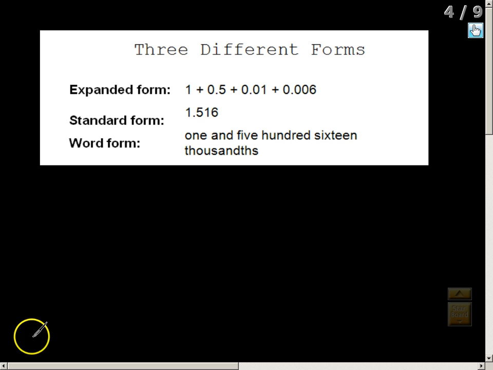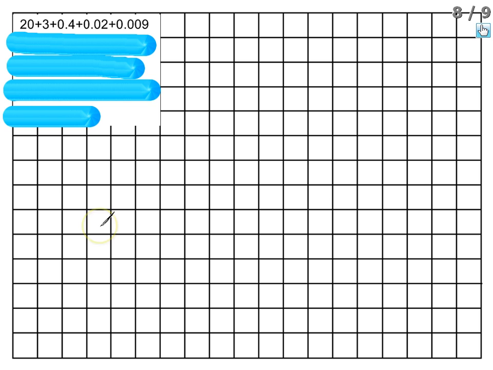So reviewing the three different forms that you can see these decimals: expanded form, you can see right up there, standard form, and word form. If you're still not familiar with these, you may want to write this down in your notes. So what we're going to do first of all is change a decimal that's in expanded form to standard form. Okay, and you will need graph paper for this.